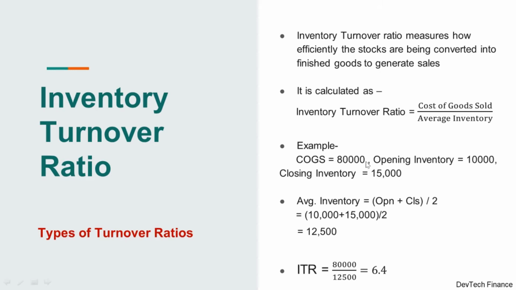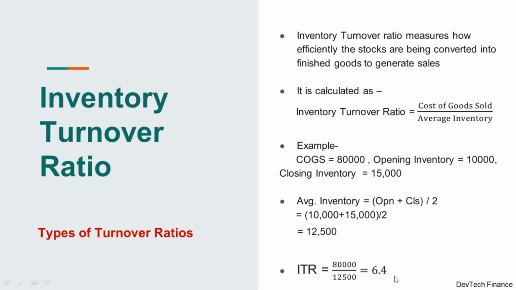If the COGS is given as 80,000, opening inventory as 10,000 and closing inventory as 15,000, you just need to calculate the average inventory balance and you can simply arrive at the inventory turnover ratio. So average inventory would be opening balance plus closing balance divided by 2. Here we have 10,000 plus 15,000 divided by 2 and we get a balance of 12,500. Now just put the values in the formula and you would get the inventory turnover ratio. So we had COGS as 80,000 and average inventory as 12,500, and thus we got the ITR at 6.4.